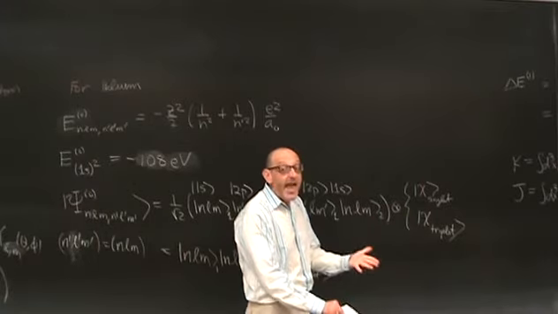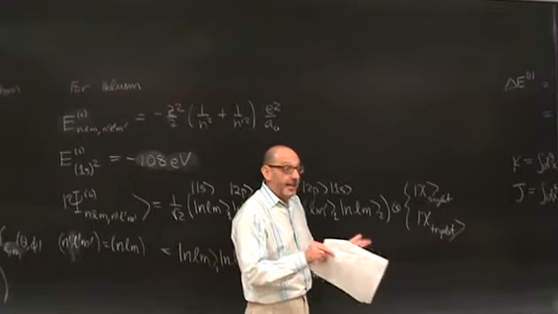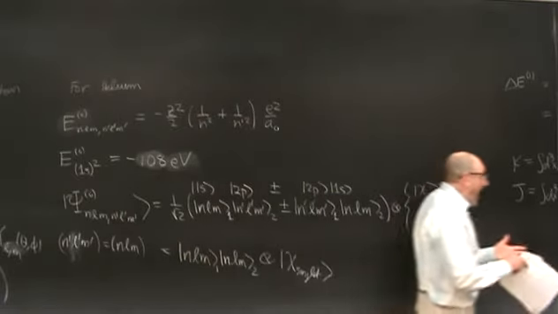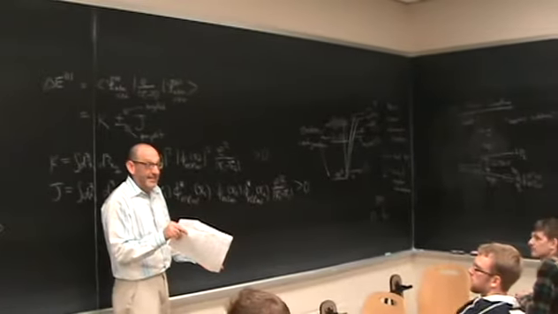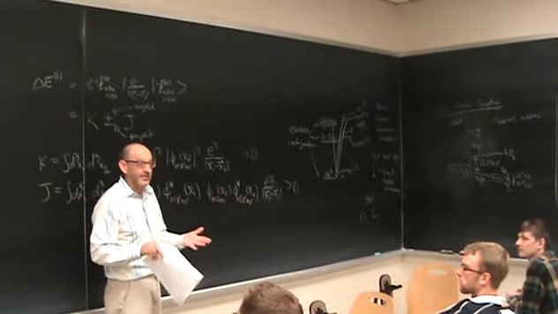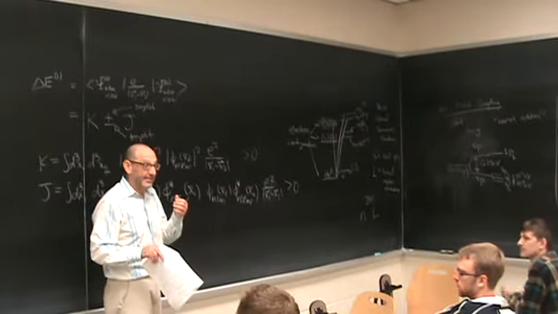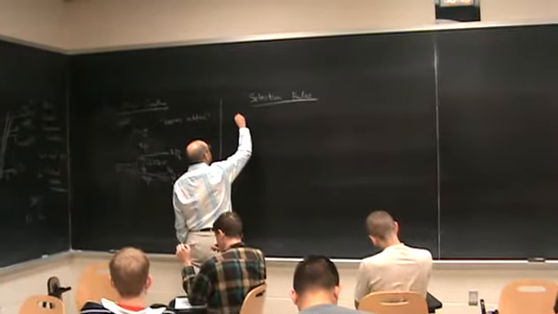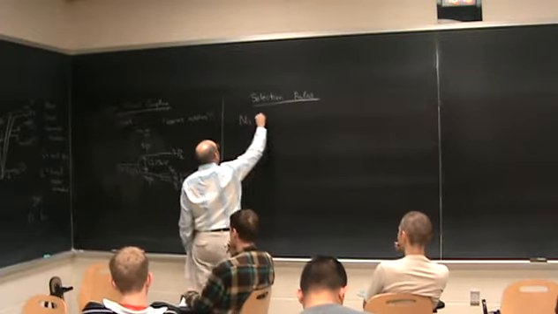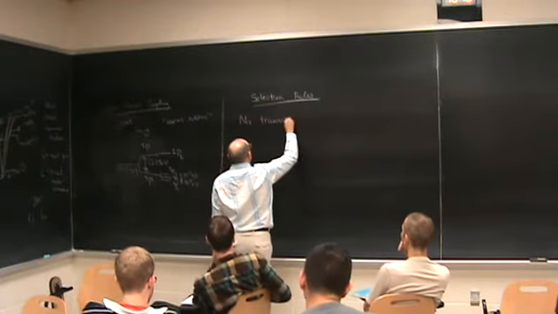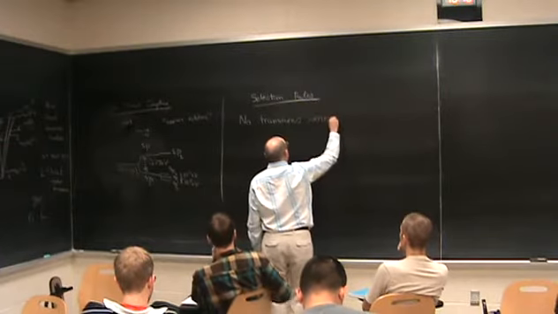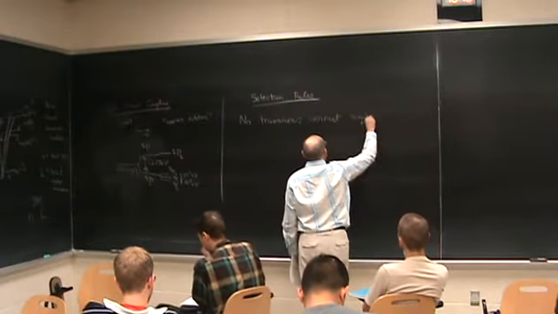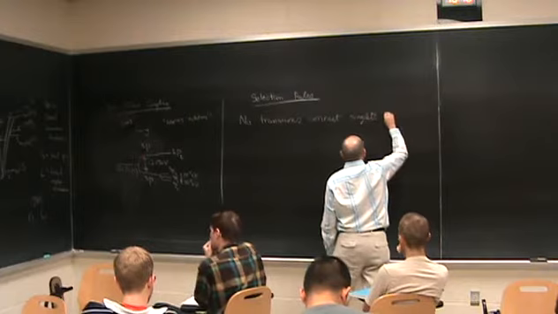Exactly. The operators being symmetric under exchange cannot connect singlets to triplets or triplets to singlets. So we have an important selection rule, which is: no transitions connect singlets and triplets.